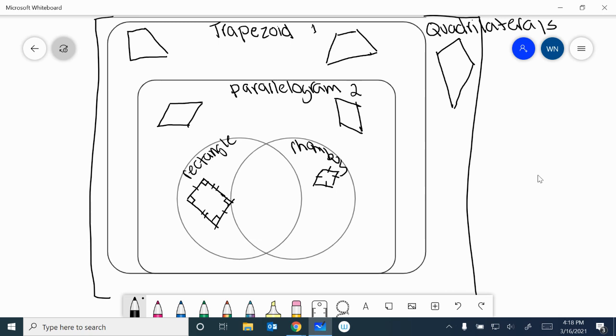Now let's get as specific as we actually can and label it squares. In the very, very middle, you have the square. Remember, the square is in the very middle because it's a rectangle and a rhombus and a parallelogram and a trapezoid and a quadrilateral. This square has 4 right angles and 4 congruent sides. So it's a really specific rectangle and a really specific rhombus.